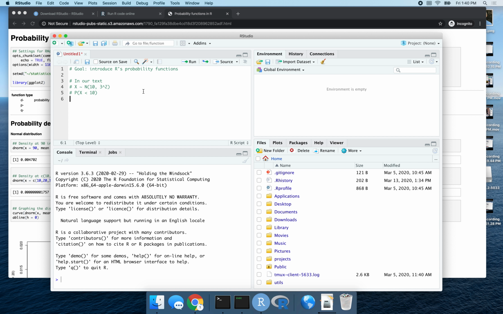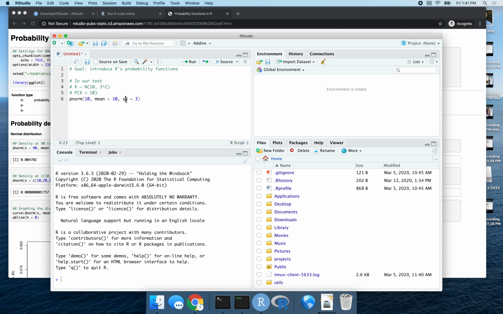We can answer this question in R using pnorm, and I'm looking for 10. So this is where we're evaluating the probability. I'm saying that the mean is equal to 10. Okay, 10 is fine. Never mind. So pnorm 10, mean is equal to 10, standard deviation is equal to 3.